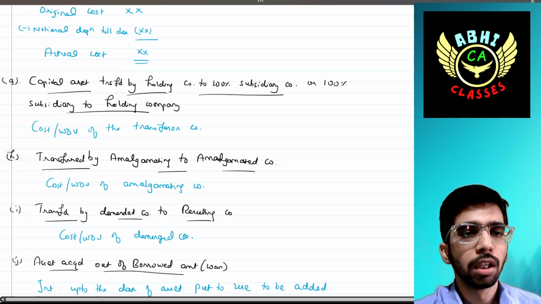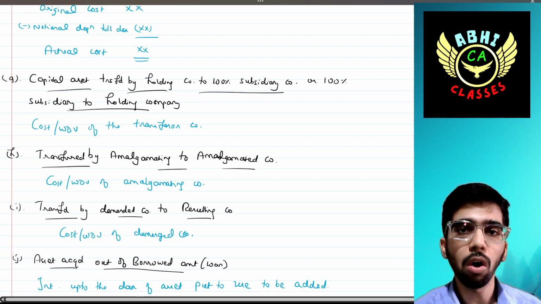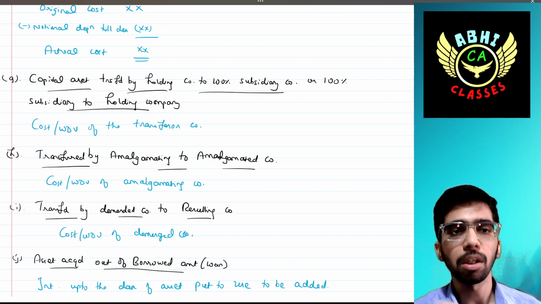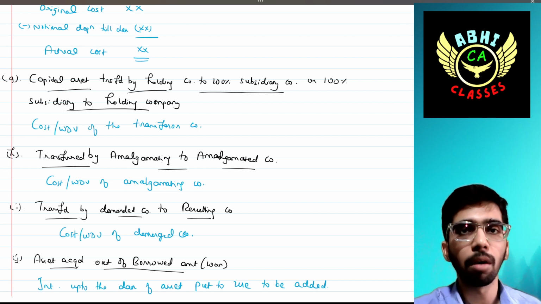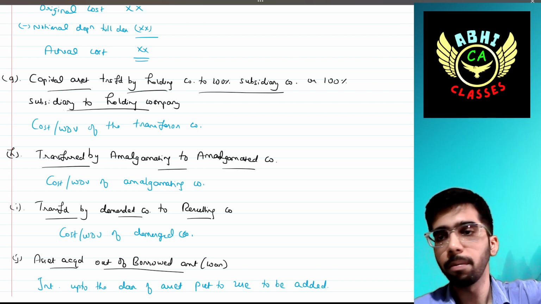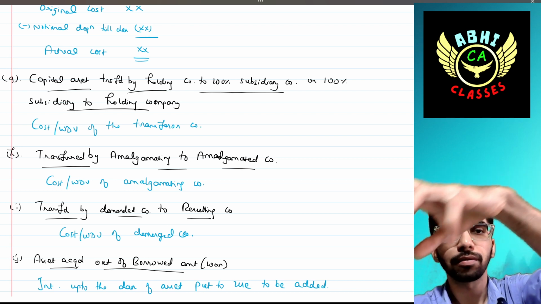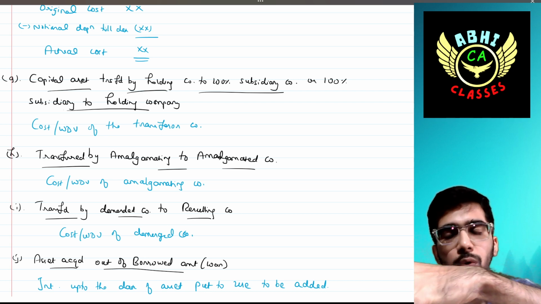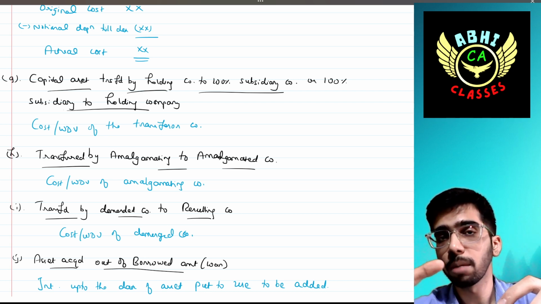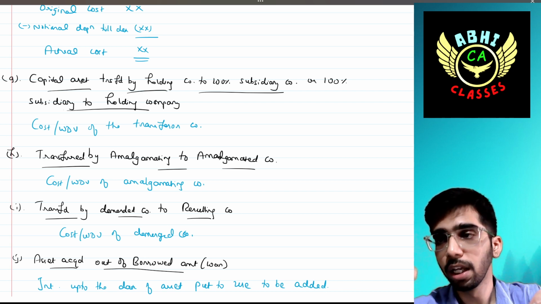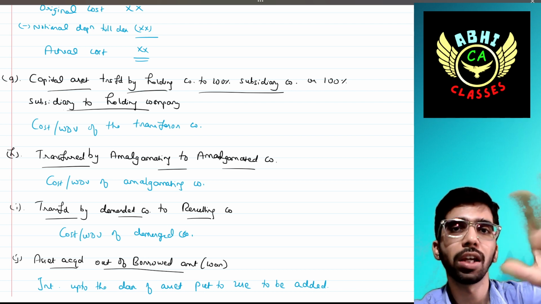Then capital asset transferred by a holding company to a 100% subsidiary company, or vice versa, a 100% subsidiary company to the holding company. Then the cost would be the cost or WDV of the transferor company. For example, A is a holding company, B is a subsidiary company. A transferred one plant and machinery to B, the subsidiary company. Then what would be the cost of the asset in the books of accounts of B company? It would be the cost or WDV prevailing in the books of the A company.